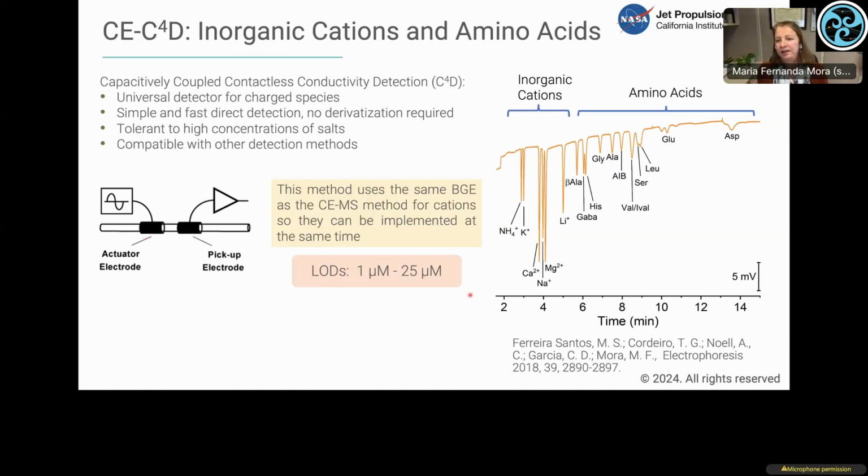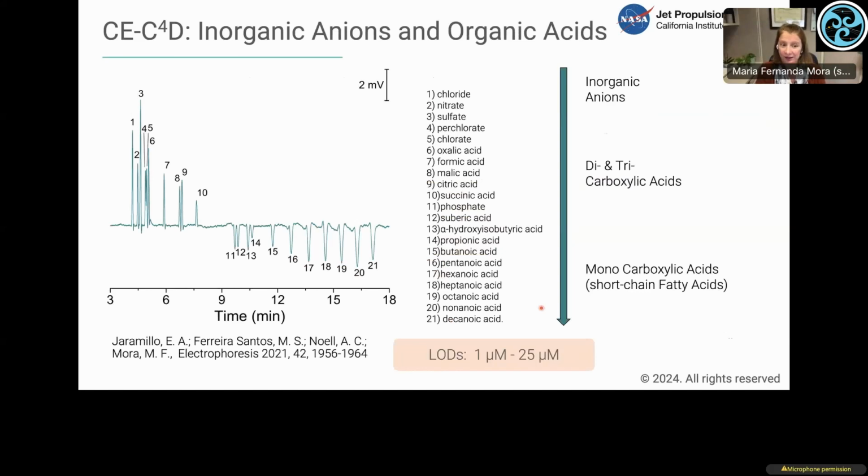In this case, this is the same solution that I use for CE-MS analysis, and you can get all of the fast-moving molecules, the inorganic ions, sodium, potassium, ammonia, and then you can also detect the amino acids with the same solution. So this will give you very relevant information about your sample if you can look at the inorganic ions first. And then we have another method focusing on the anions.